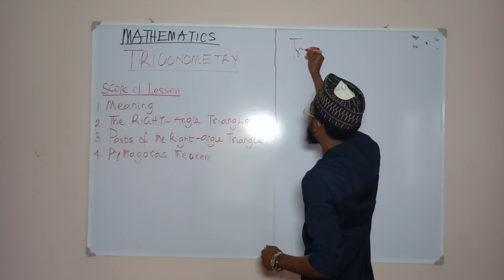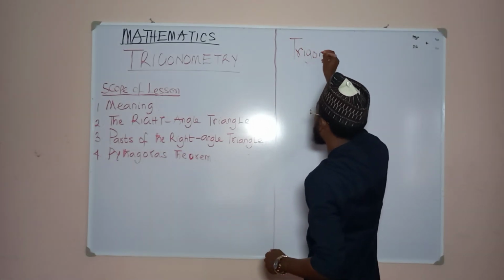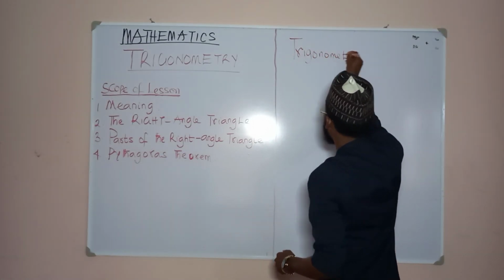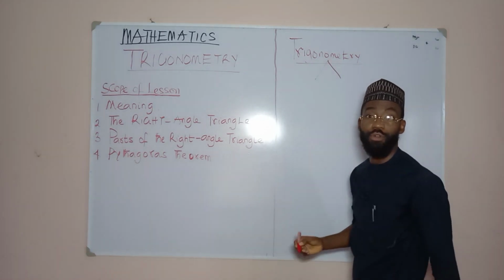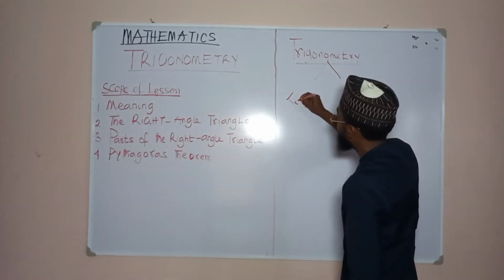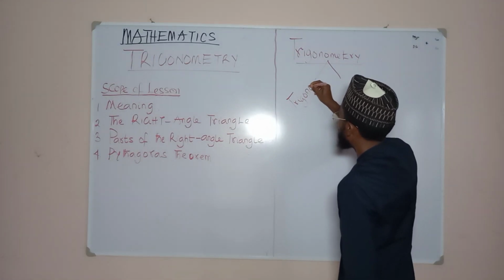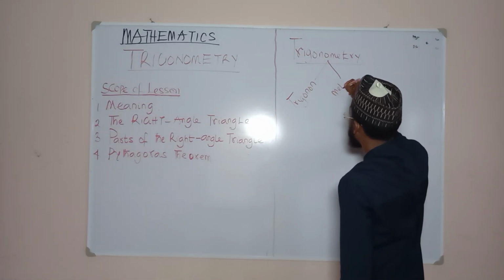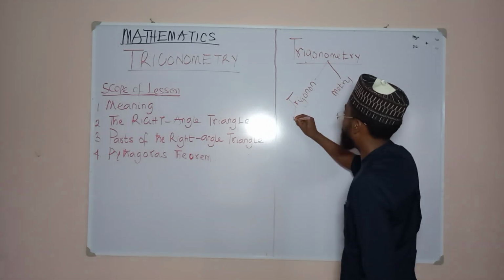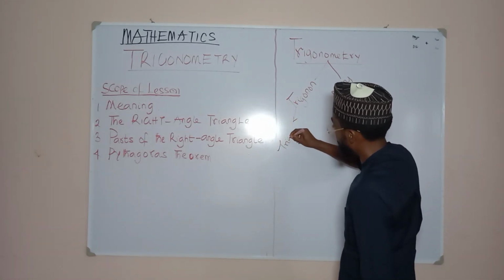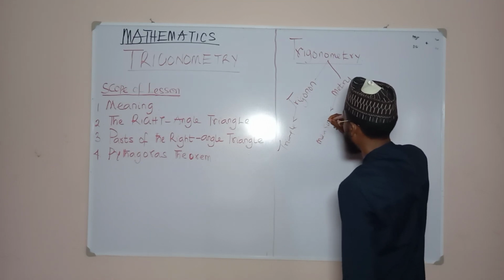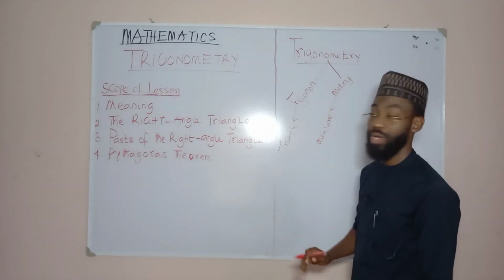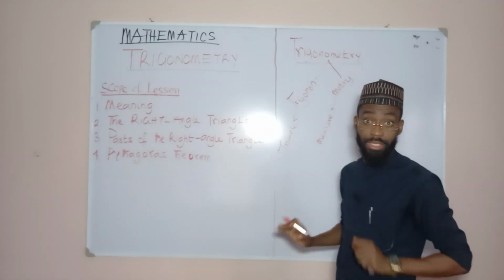The meaning of trigonometry. This word was coined from two words, trigonon and metry. Trigonon means triangle, while metry means measure. So basically, we are going to be discussing triangles here.